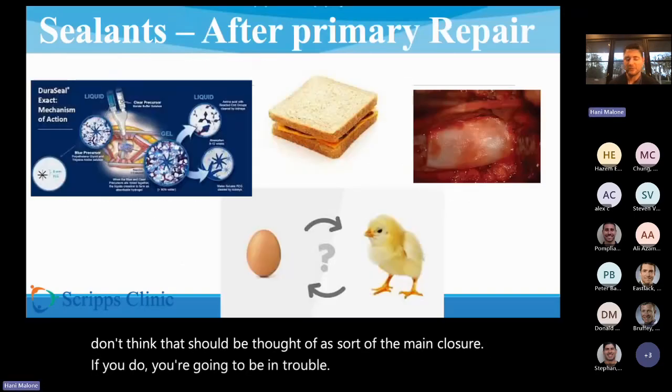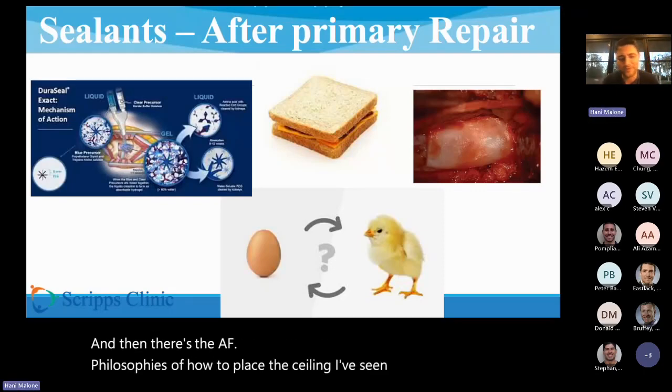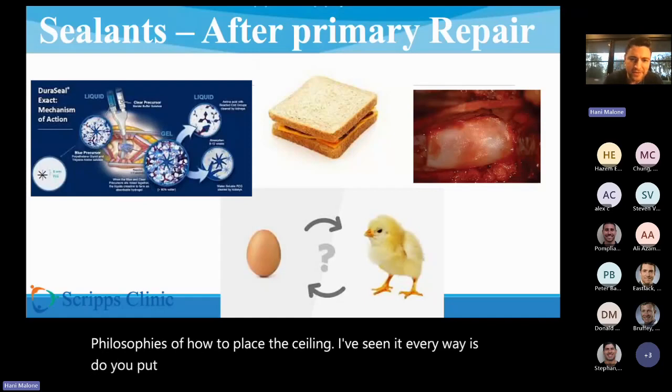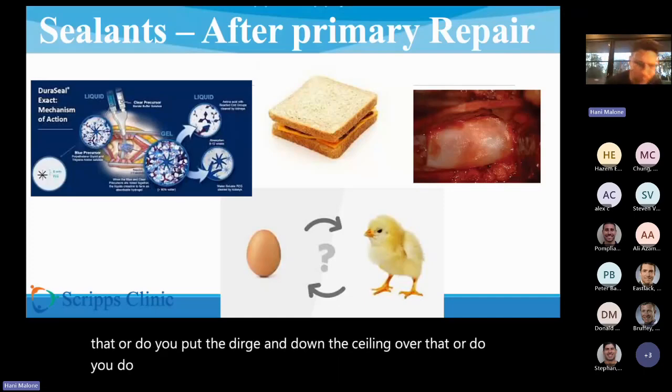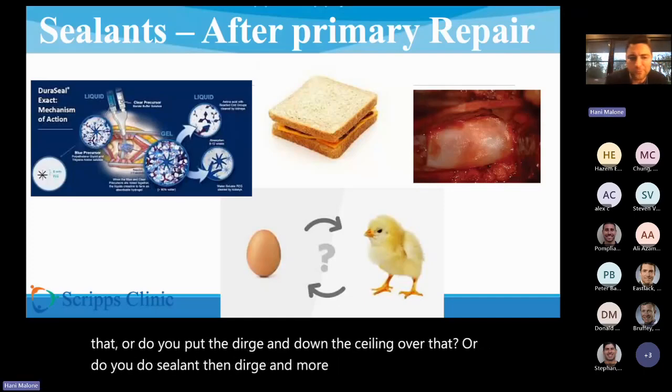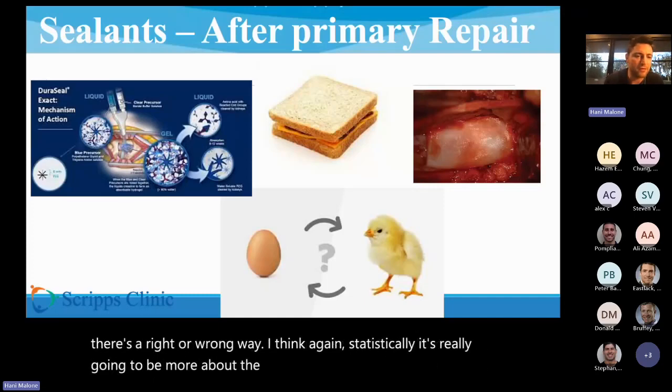And then there's the philosophies of how to place sealant. I've seen it every way. Do you put the sealant down and then you put the patch over that, or do you put the patch down and the sealant over that, or do you do sealant, then patch, then more sealant? I don't know if there's a right or wrong way. I think again, statistically, it's really going to be more about the primary closure and less about all of this.